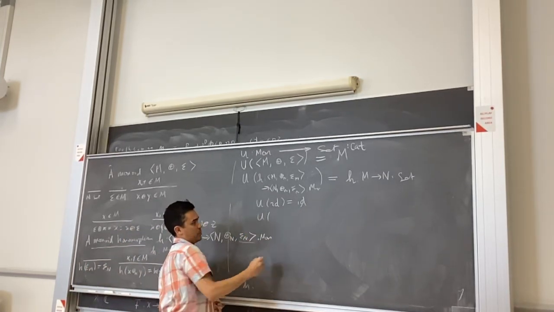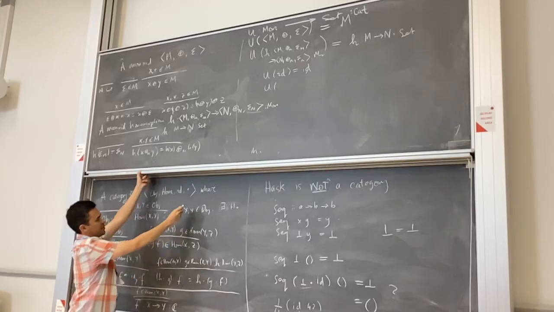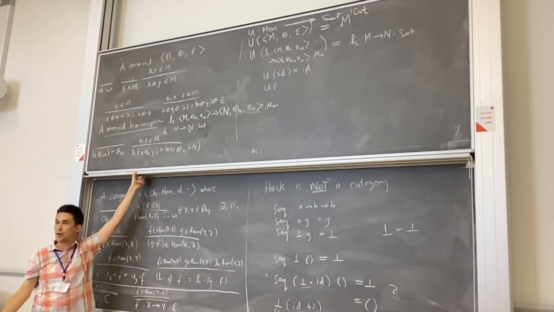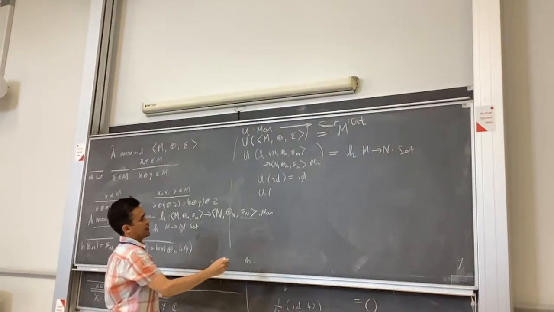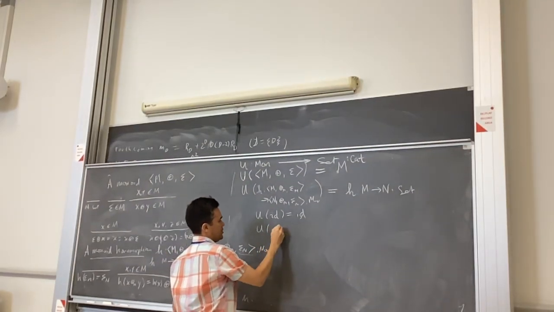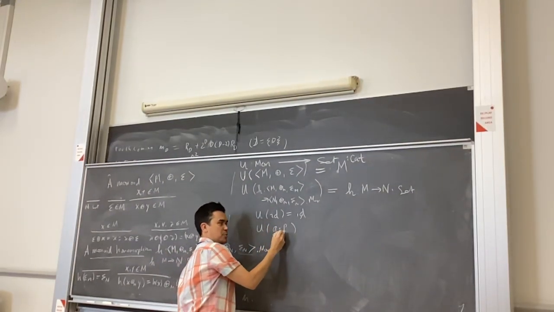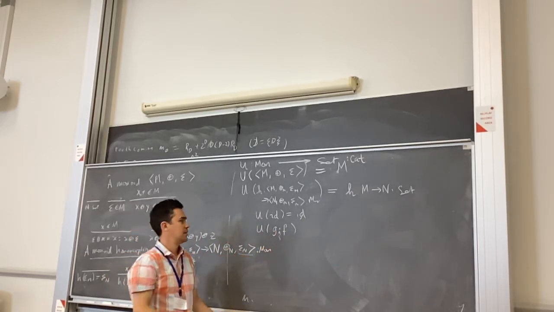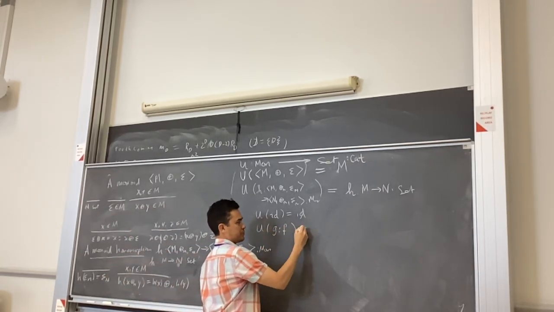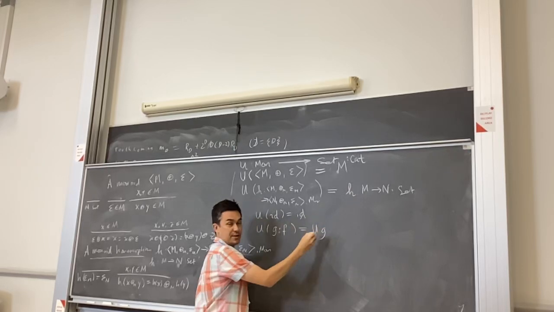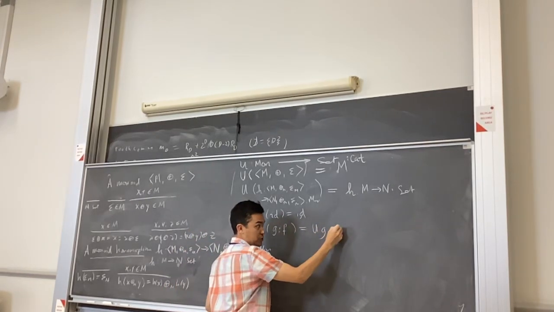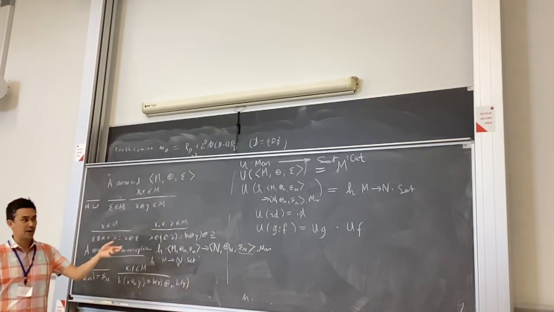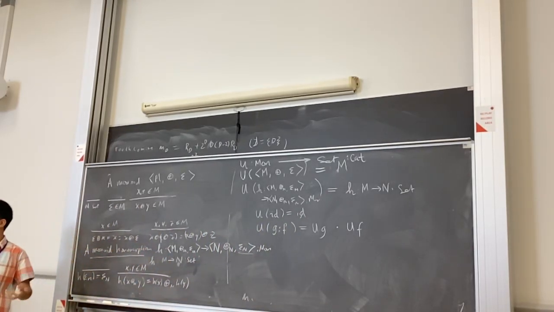Furthermore, I need to be able to say, oh, there are compositions too. I better preserve the structure of the compositions. So I write something like U of G composed F, this composition here is a monoid homomorphism composition, should be equal to U of G, the underlying function composition U of F over here. Okay, so this is what I would expect if I'm preserving the structure of a category.